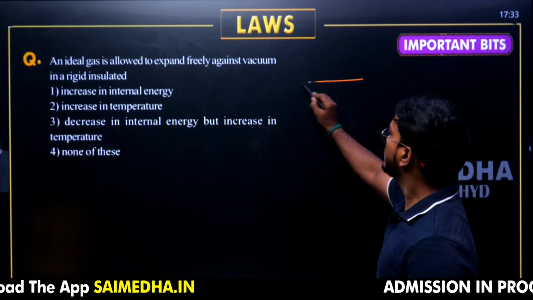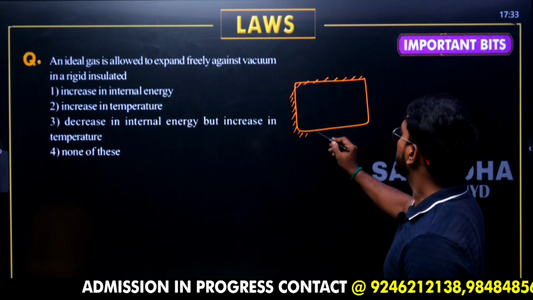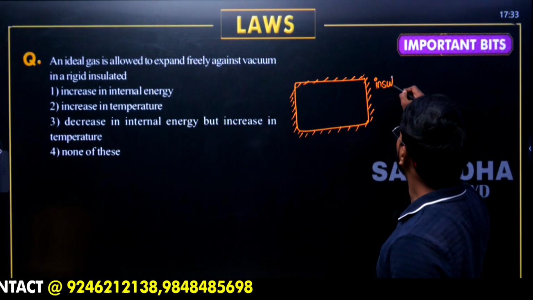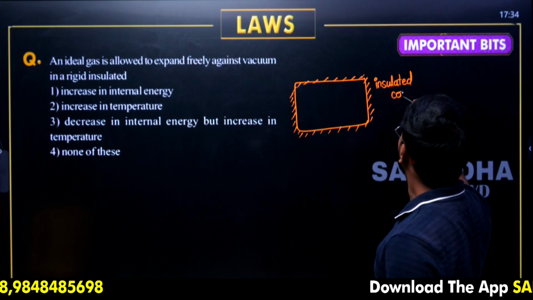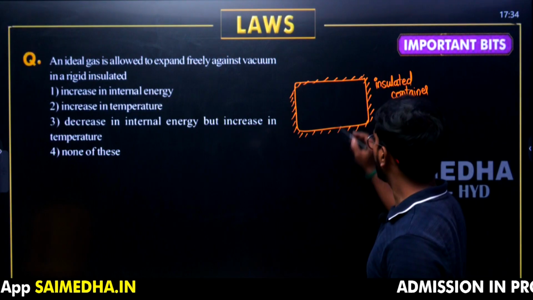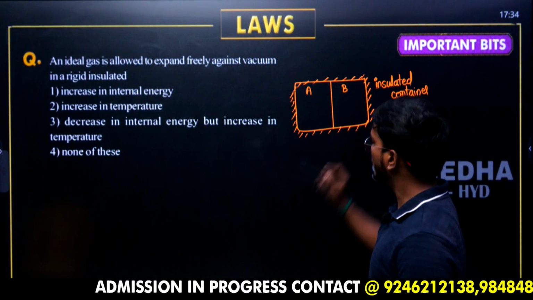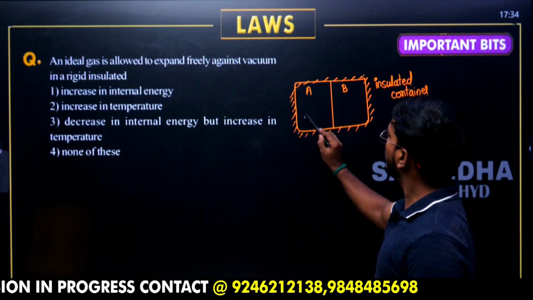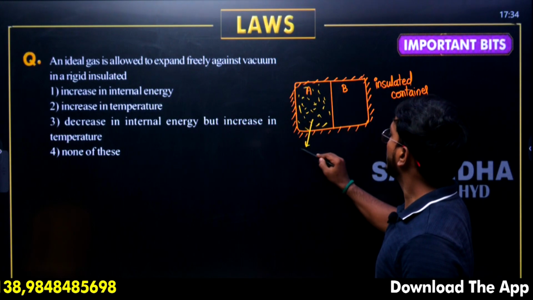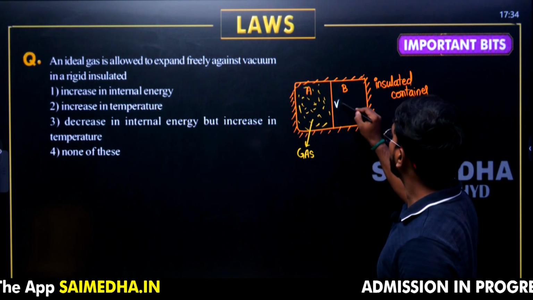Suppose we have a chamber like this, which is an insulated one. These lines represent that there is no contact. This is an insulated container. In this container, let's say we have two partitions. This is chamber A, this is chamber B. In chamber A we have some high pressurized gas, whereas chamber B does not have anything. We have vacuum.